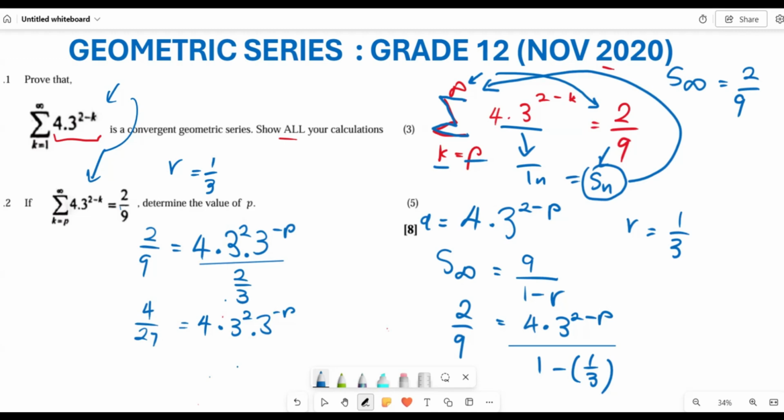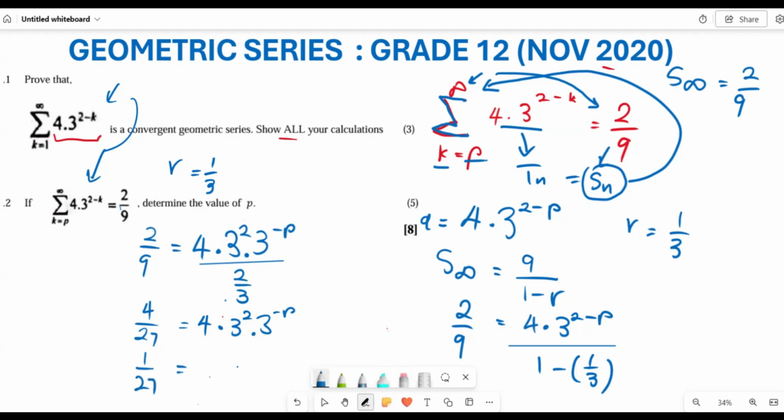Now from here, what can I do? I can divide by 4 everywhere. So I can say what is 4 over 27 divided by 4? Remember, this was 4 over 27. Why am I writing this as 4 over 29? Sorry, 4 over 27 divided by 4 is given by 1 over 27, not 1 over 29. This is 1 over 27.